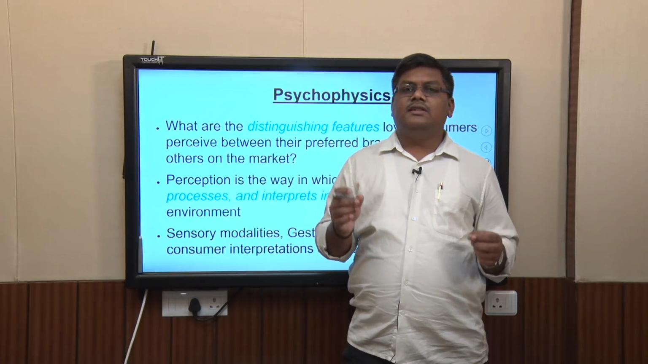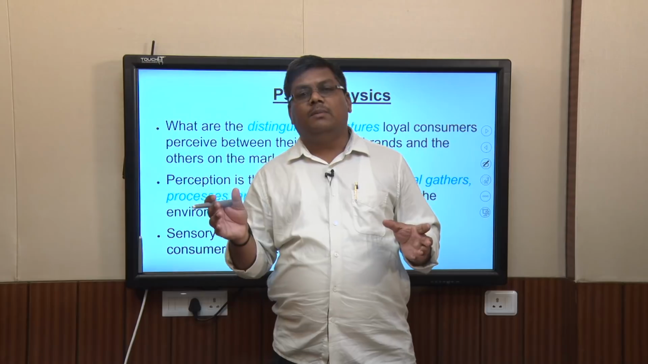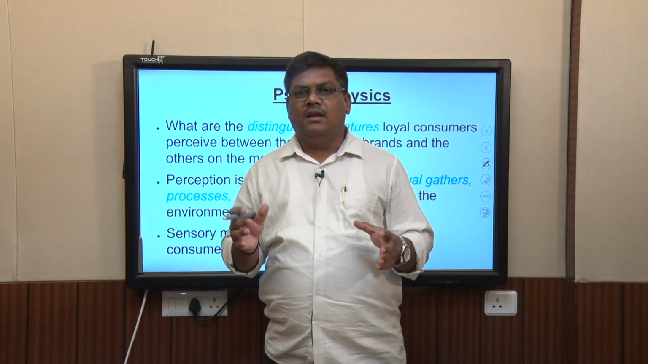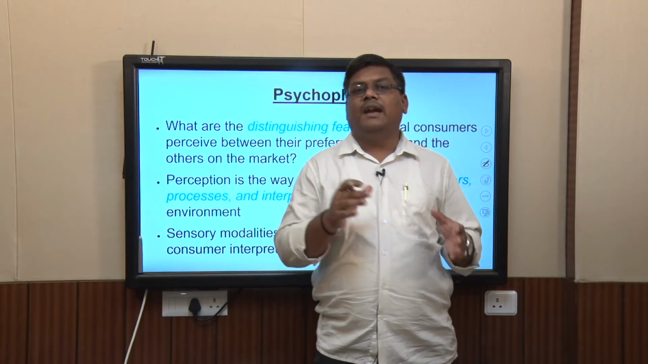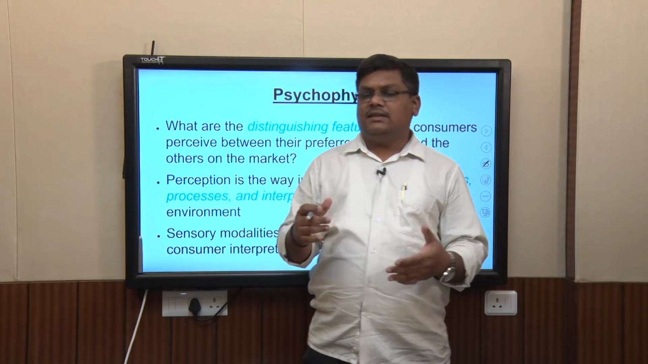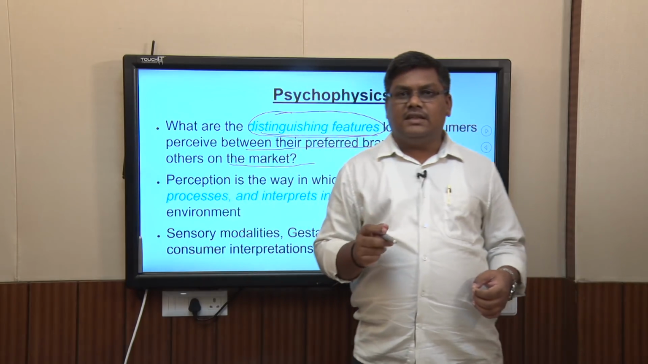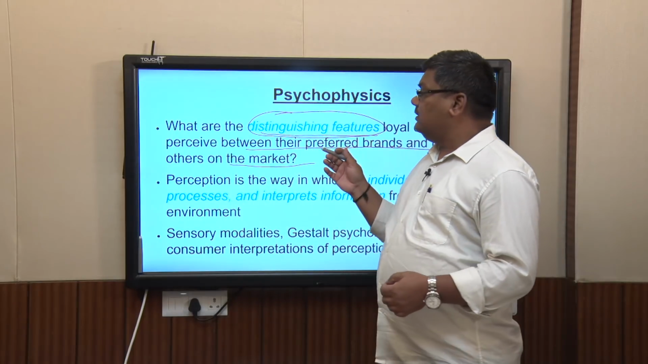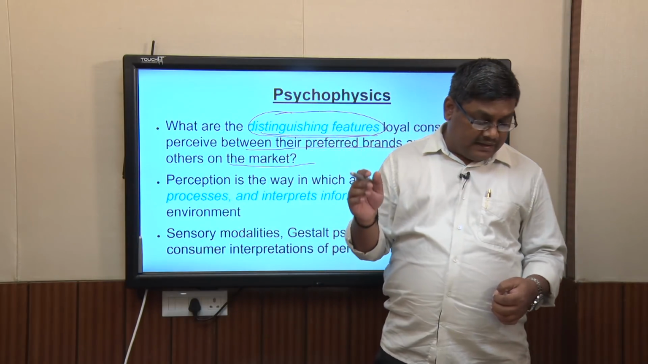What does the consumer do in distinguishing between two brands of coffee? If the consumer likes one particular brand of coffee and there is another brand available, what factors make him distinguish between those two, and prefer one brand over the other? What are the distinguishing features which loyal consumers perceive between their preferred brands and others in the market? How does brand loyalty really come about? What features make a consumer decide that this brand is what they will prefer and the other brand is not?